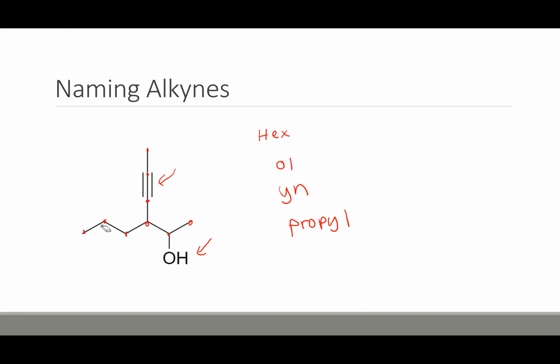Now let's do our numbering. Now remember that alcohols get priority over our multiple bonds, so we will want to give the numbering starting closer to the alcohol, which results in this numbering, meaning our alcohol is on position 2. Our triple bond then will be on position 4. And our propyl group is attached right here at position 3.